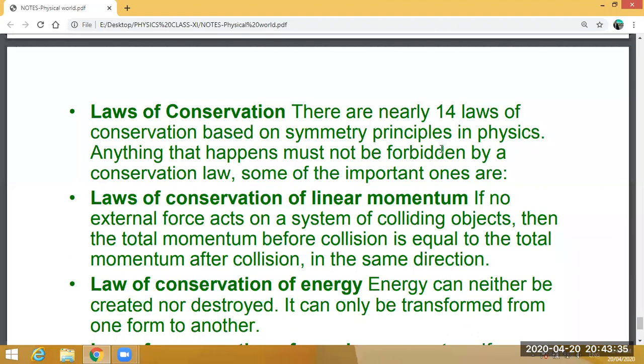There are nearly 14 laws of conservation based on symmetry principles. And these conservation laws exist because of the symmetrical existence of space and time. That's why conservation laws exist.